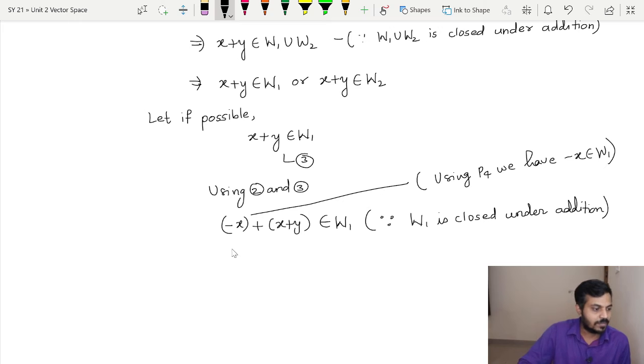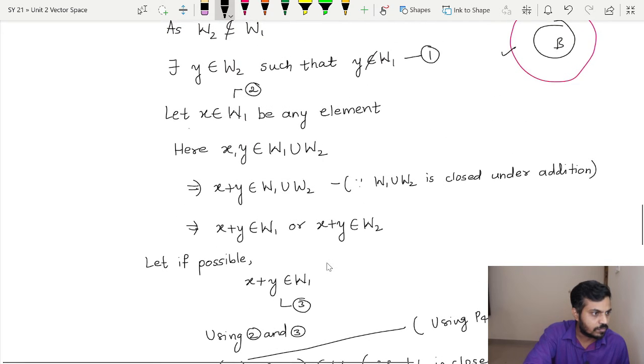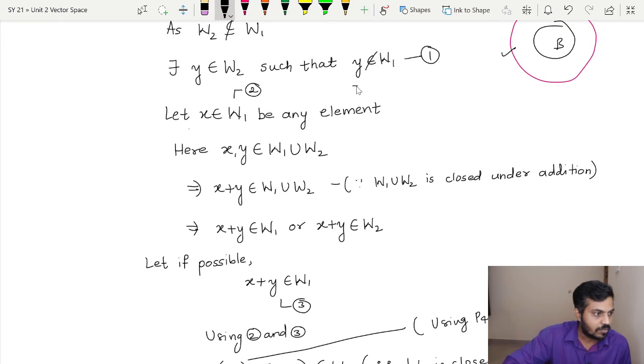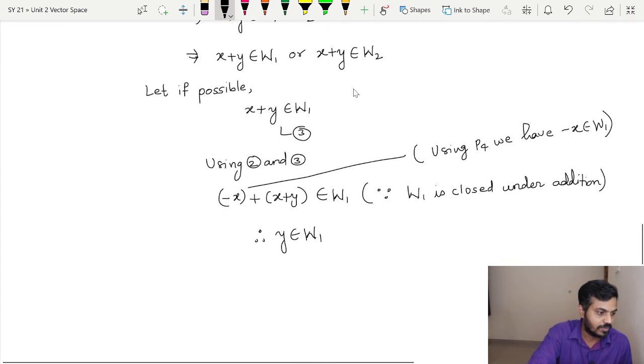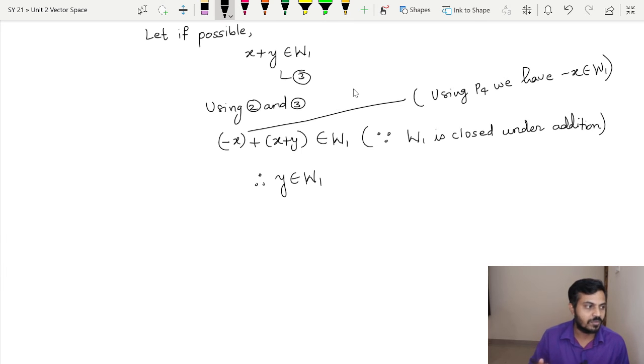But what is the sum? You can see that minus x plus x is going to be our additive identity. So you will get 0 plus y, and 0 plus y is nothing but y. Therefore we get y belongs to W1. So the question is, is it really true? Let us see what we have assumed. Here we have said that y is an element of W2 such that it is not a member of W1. But what we got here is y belongs to W1, which is impossible.